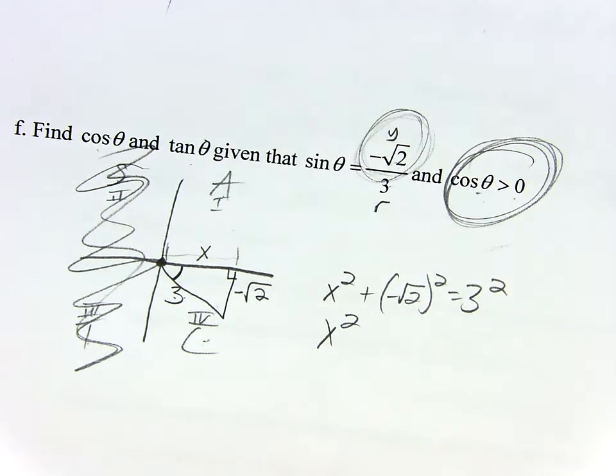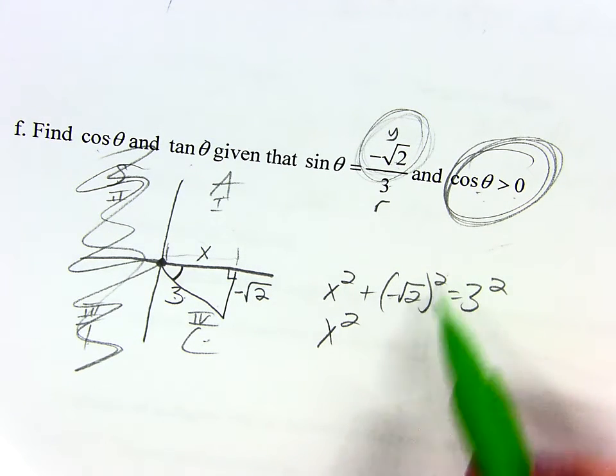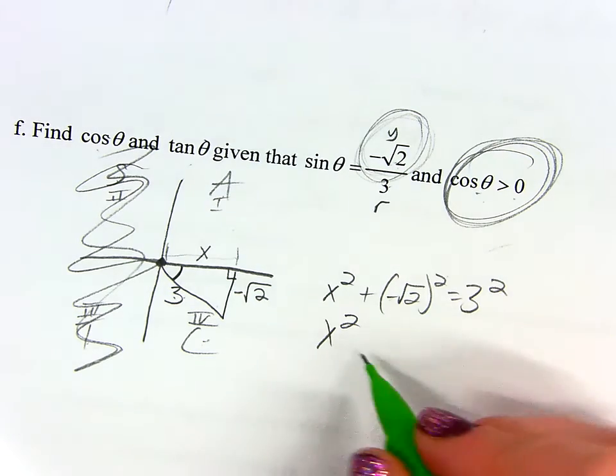What do you get when you have negative root 2 and you square it? What comes out? Yes, positive 2, right? Because a negative squared turns into a positive, and root 2 times root 2 is just 2.